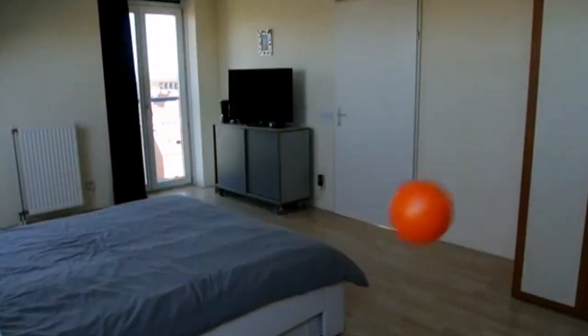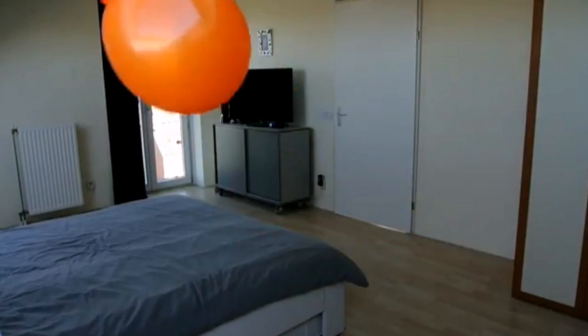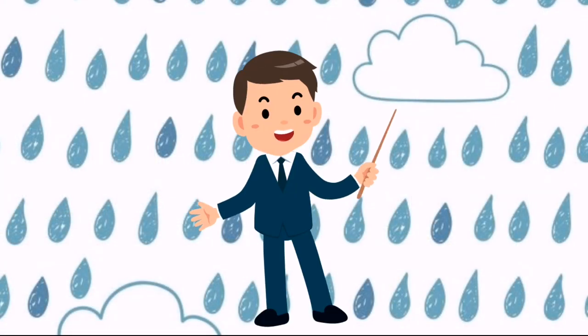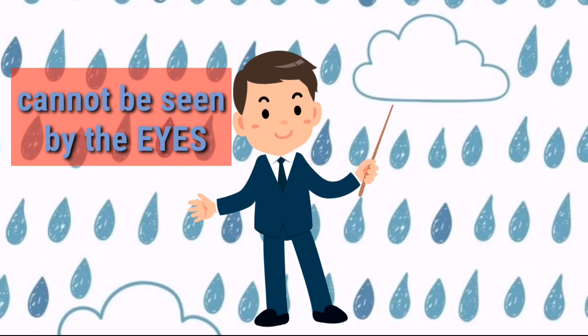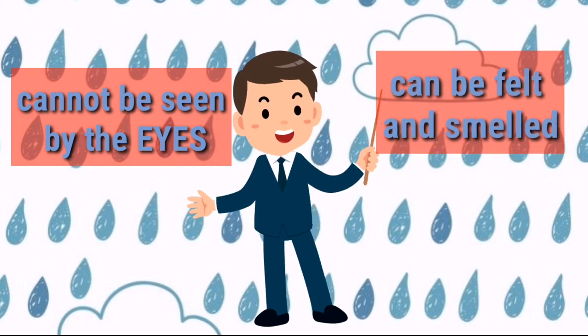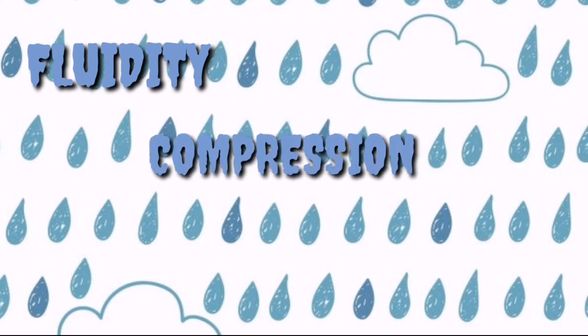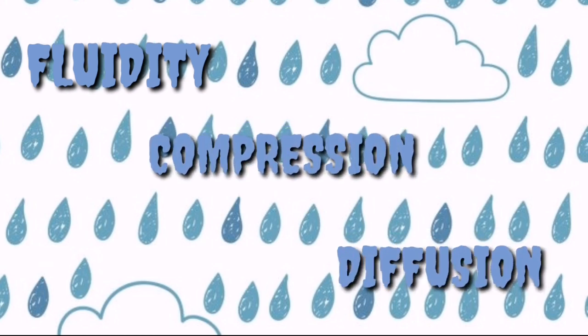The material inside the balloons and the air you breathe are examples of gases. They cannot be seen by the eyes, but they can be felt or smelled. Fluidity, compression, and diffusion are examples of the properties of gases.